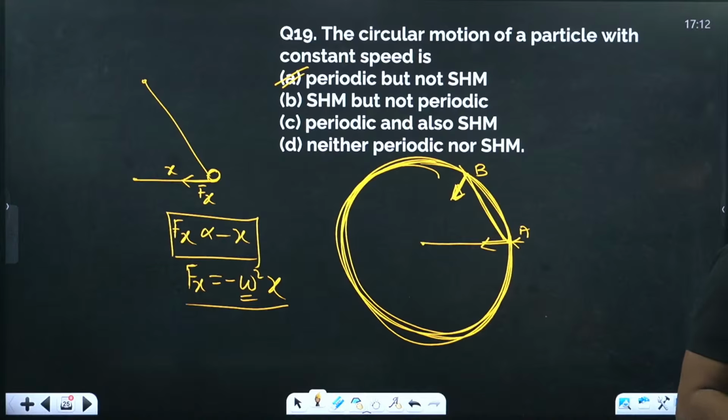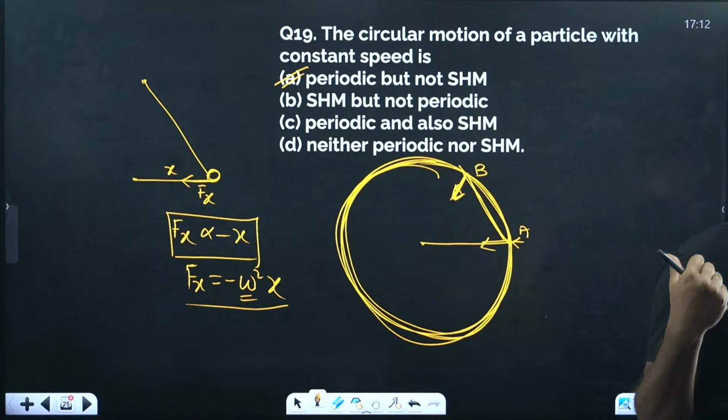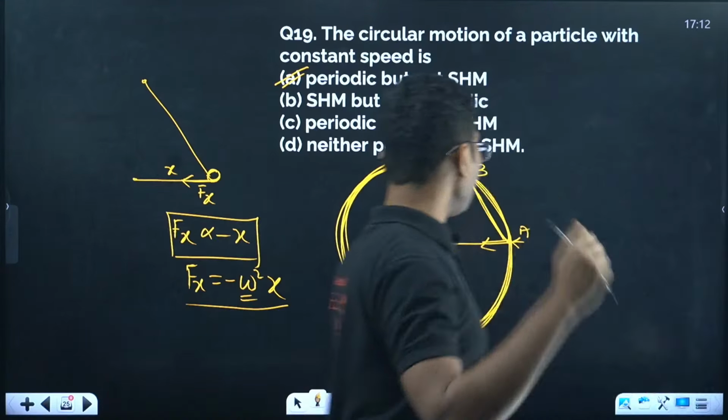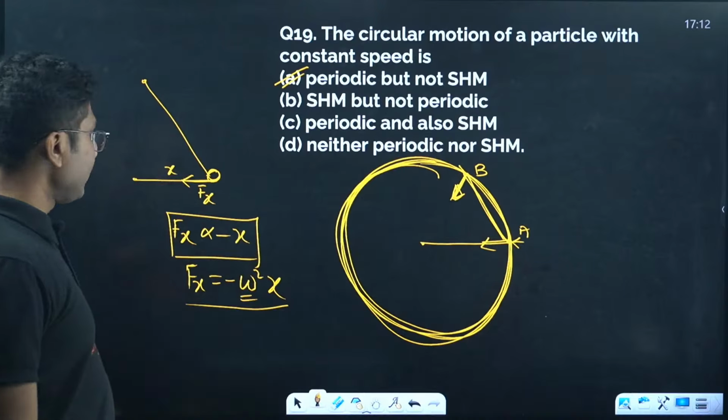Chetan, I think you answered option D, which is wrong. Deepti, Aryan answered correctly. Okay, now let's move on to the next question.